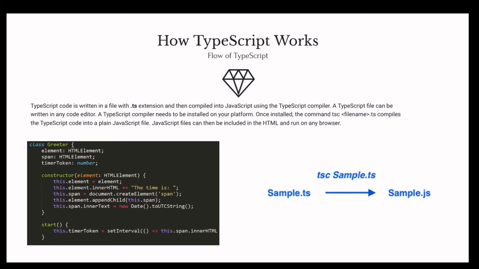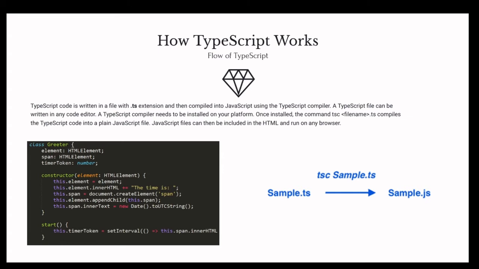A TypeScript compiler needs to be installed on your platform. Once it's installed, the tsc file.ts command compiles the TypeScript code and converts it into a JavaScript file. Okay, and the JavaScript file can be used in any HTML or run on any browser. So this is all that happens.